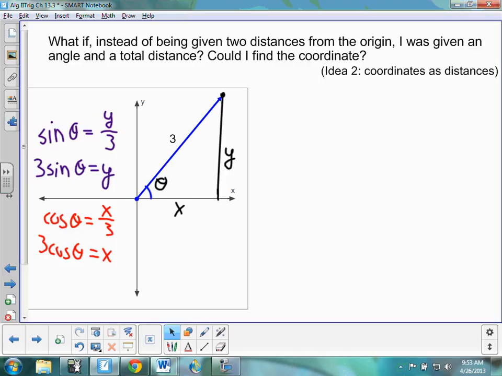So none of the trig is new. It's just we can now think about x's and y's as coordinates, because the idea I'm trying to get at is coordinates are just distances. And that's what the triangle was, distances. Okay.